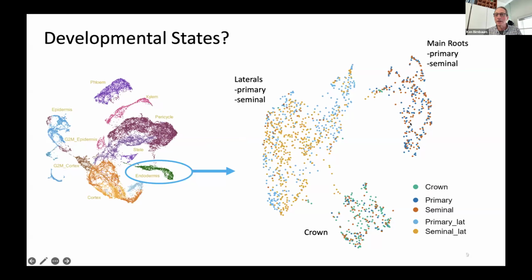The main and primary roots, and the laterals are here for the endodermis. Okay, so one might call these subtypes or maybe developmental cell states in this case.